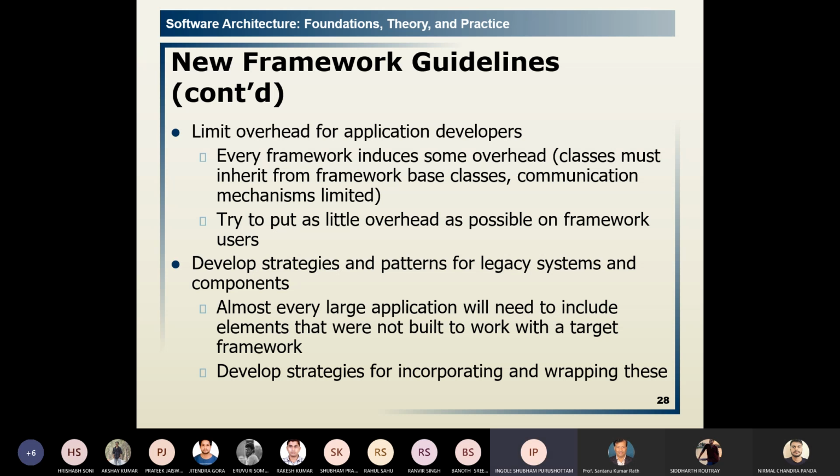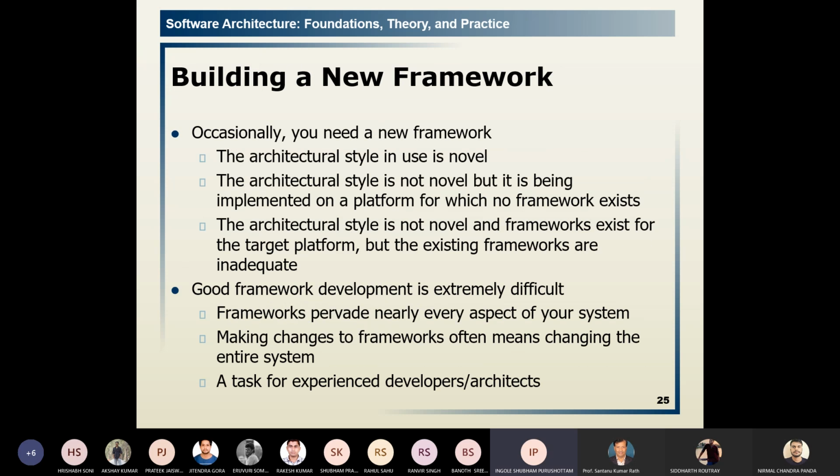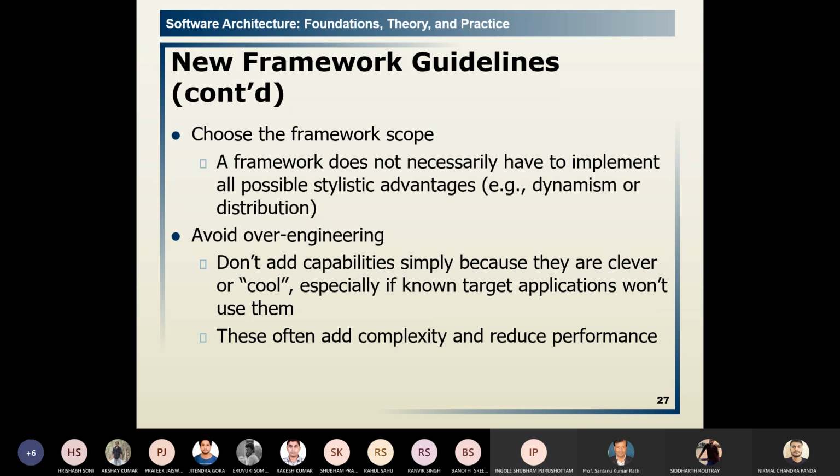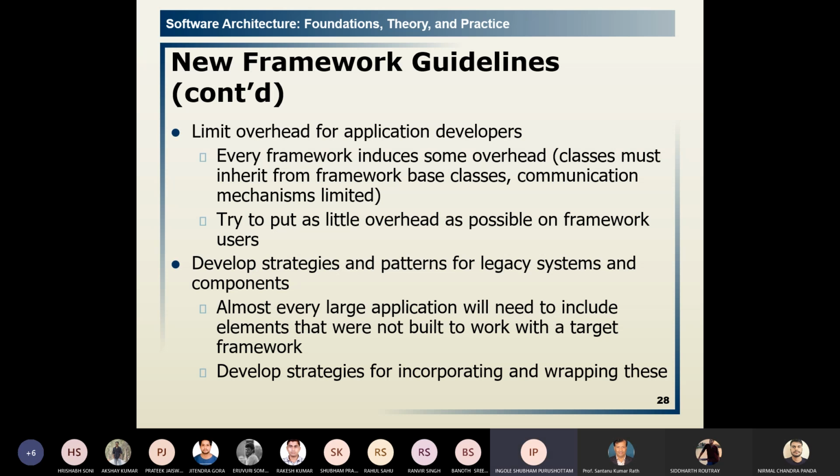And the next point is develop strategies and patterns for legacy systems and components. Almost every large application will need to include elements that were not built to work with the target framework, so develop strategies for incorporating and wrapping these. These are all the points for building a new framework: understanding the target style, limit the framework to the rules and constraints of the style, the framework scope, avoid over-engineering, limit overhead for application developers, and develop strategies and patterns for legacy systems and components.